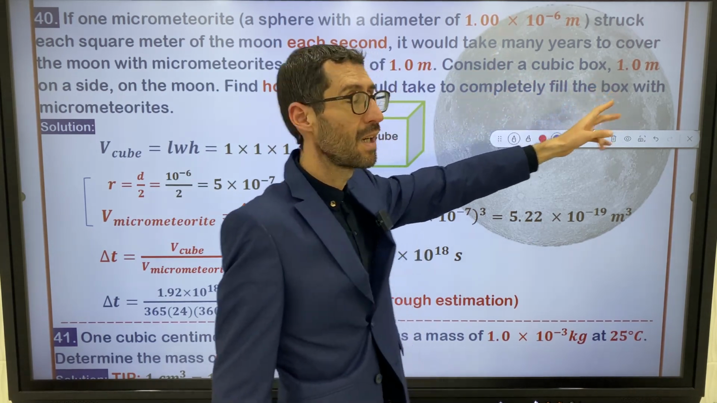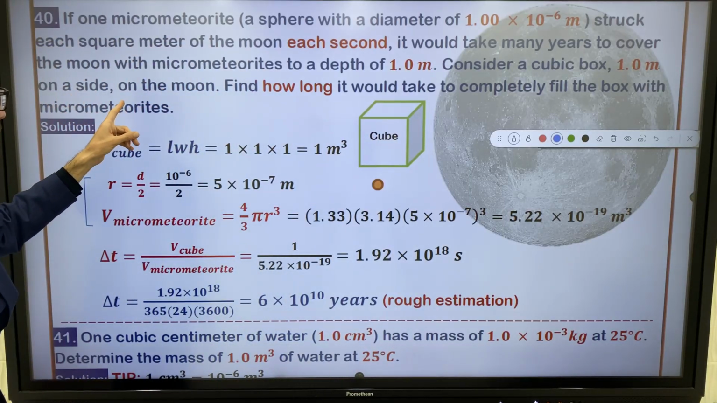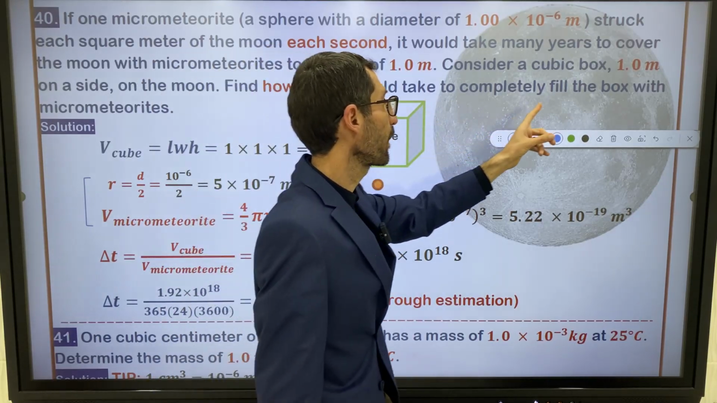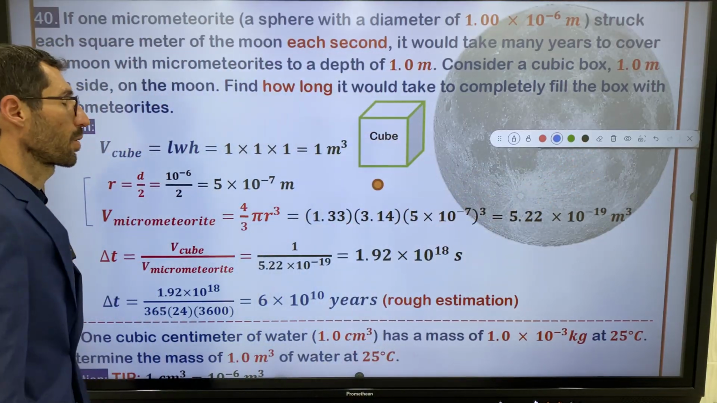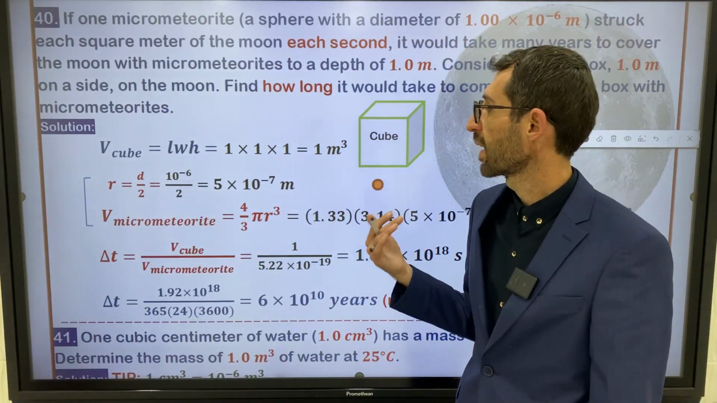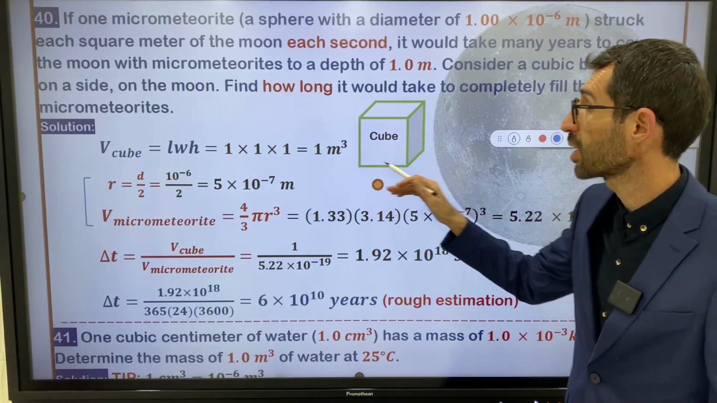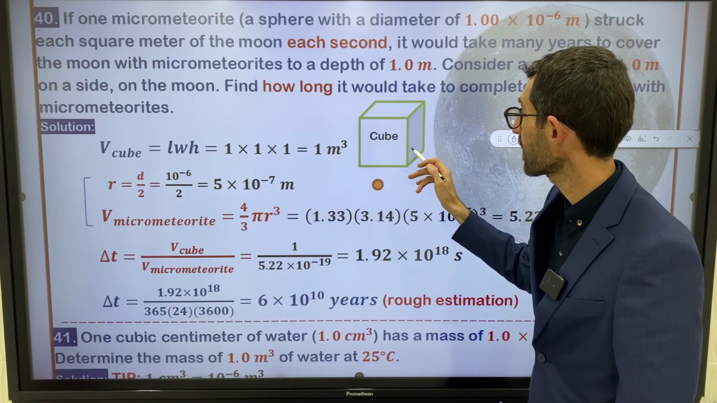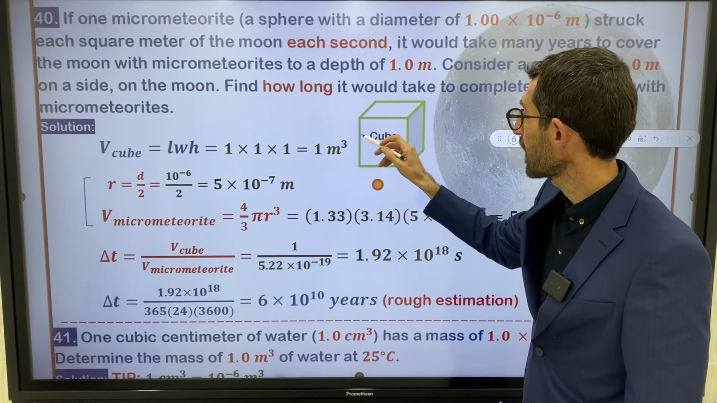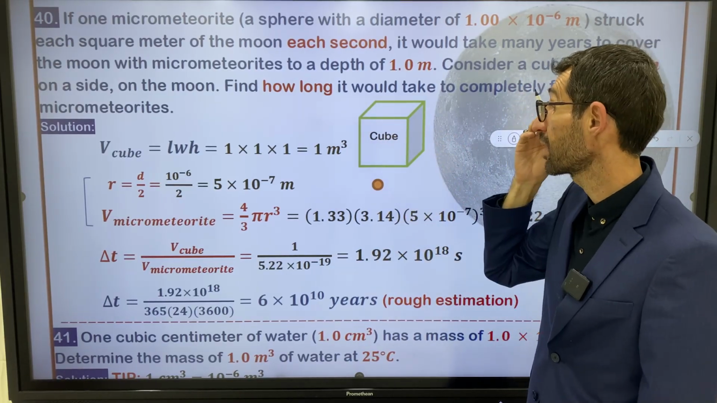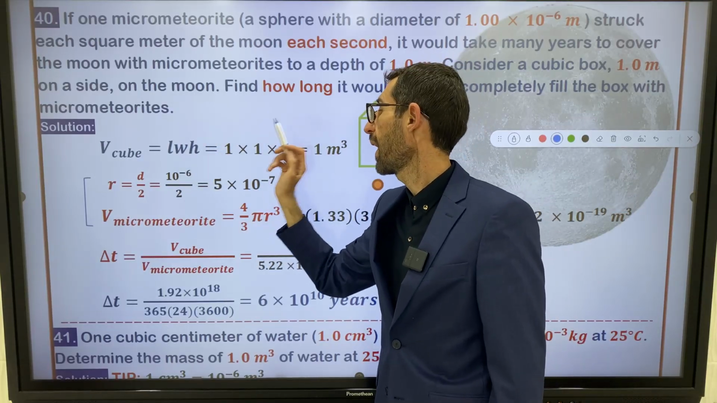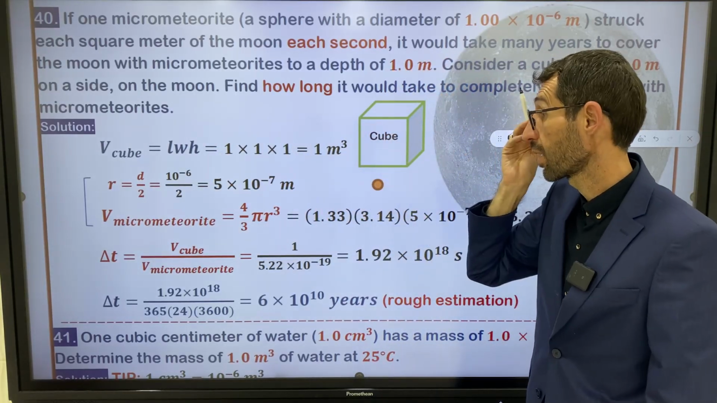Consider a cubic box 1 meter on a side on the moon. Find how long it would take to completely fill the box with micrometeorites. Actually, we use a rough estimation here. Simply, we can find the volume of a cube because it says a cube has 1 meter on each side. That's why each side has a length of 1 meter. This is the rule of volume of a cube, length times width times height. The answer is 1 cubic meter.